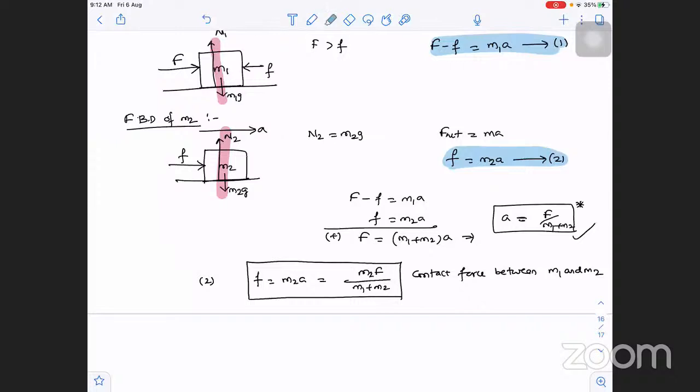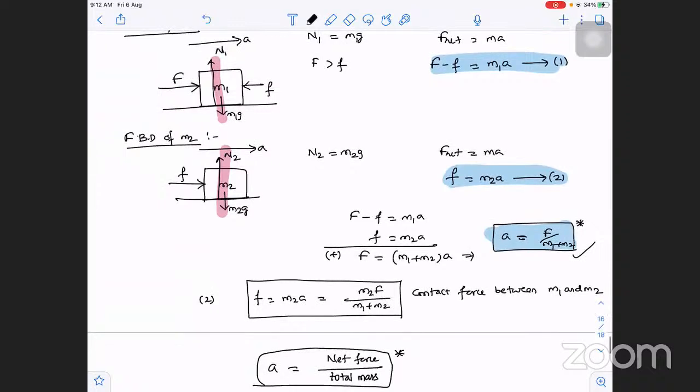Here, if you see this formula, acceleration is equal to F by M1 plus M2. Acceleration is obviously net force by total mass. The total mass of the system is M1 plus M2 and F is the net force. Now you take M1 plus M2 as one block because they are moving together. If objects are moving together, you can take them as a single block.